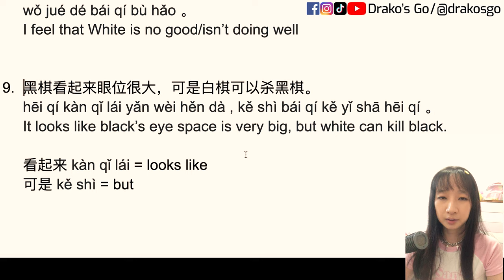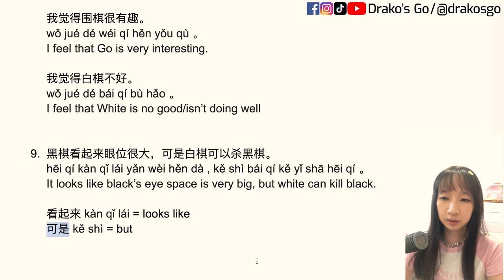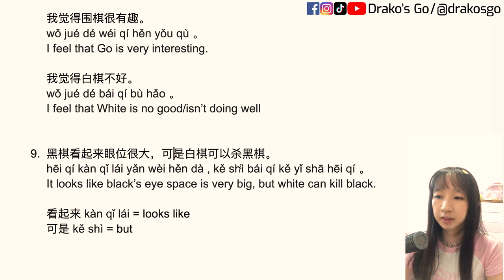Last sentence, this is a long one, but I'm sure you'll be able to understand it. 黑棋看起来眼位很大可是白棋可以杀黑棋. First, let's look at the new words here. 看起来 is like looks like or it seems. 看 is to look. 可是 means but. So 黑棋 black, 看起来 looks like, 眼位很大 the eye space very big. So it looks like black's eye space is very big. 可是 but, 白棋 white, 可以 can, 杀 to kill, 黑棋 is black. So but white can kill black. 黑棋看起来眼位很大可是白棋可以杀黑棋. It looks like black's eye space is very big, but white can kill black.